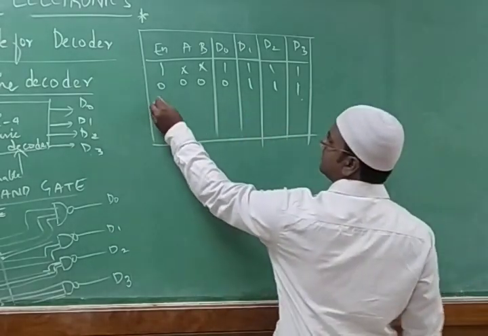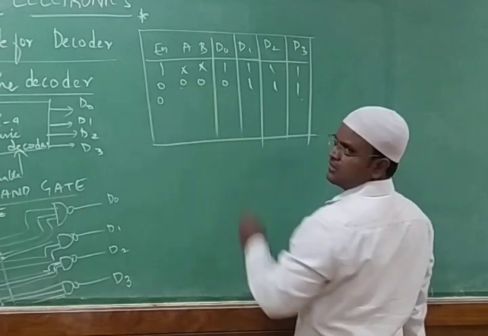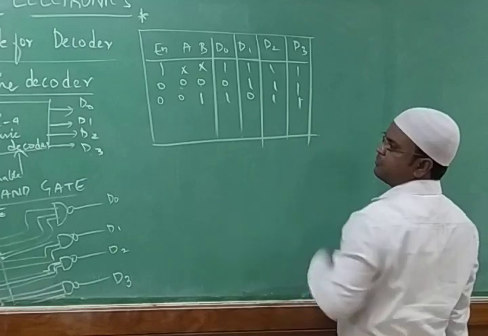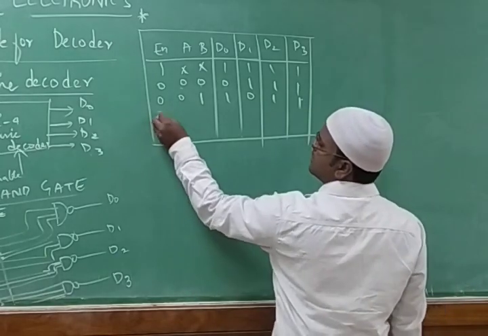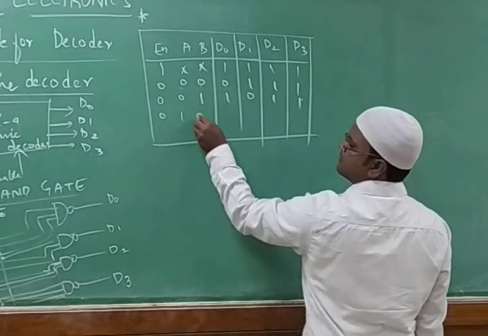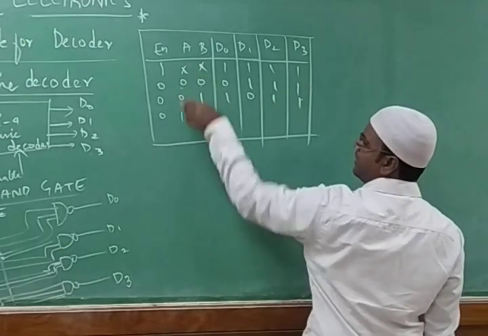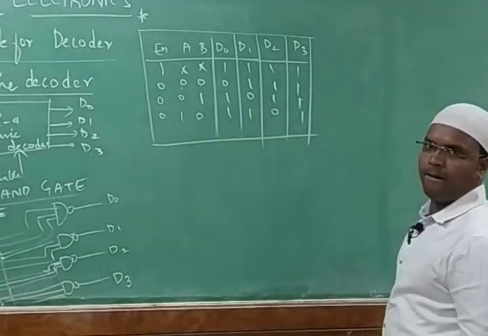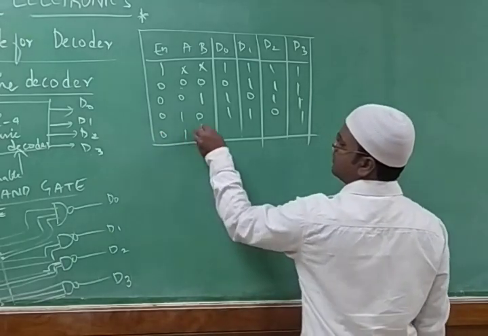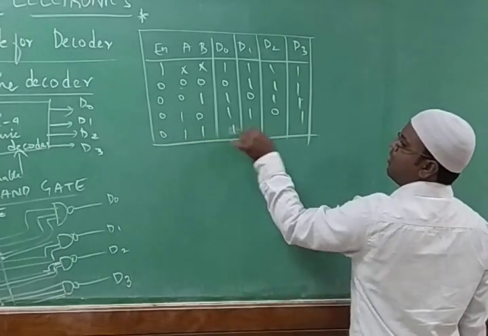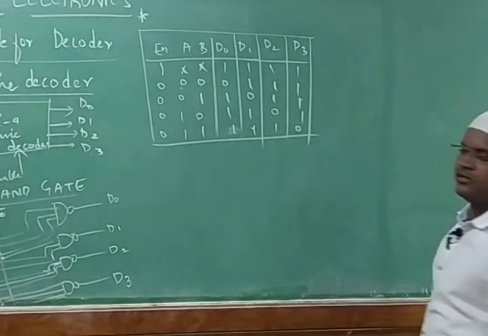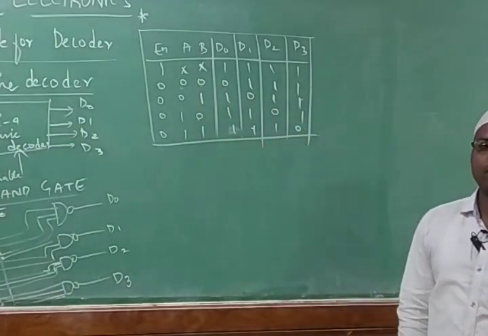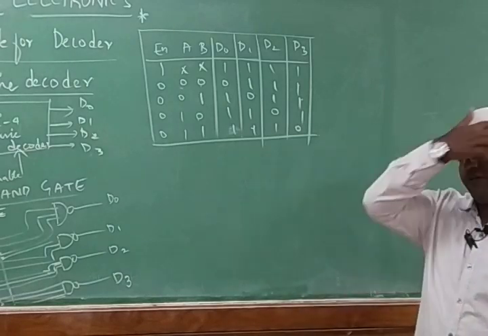So suppose enable is again 0. Next is 0, 1. 0, 1 means which gate? D1 should be 0. Remaining should be 1. If enable is 0, and this is 1, 0, that means 2. So D2 should be 0. Remaining should be 1. Likewise, if enable is 0 and both are 1, 1, then D3 should be 0 and all others 1. Reverse. So it works like an active low. For 0, it is going to operate. So that's how the operation works.